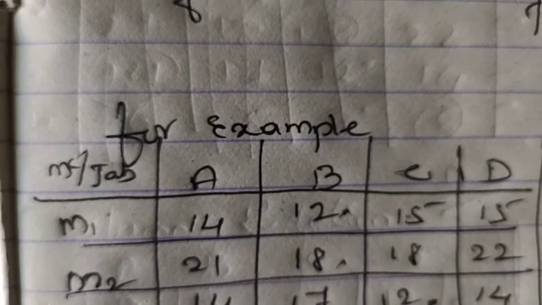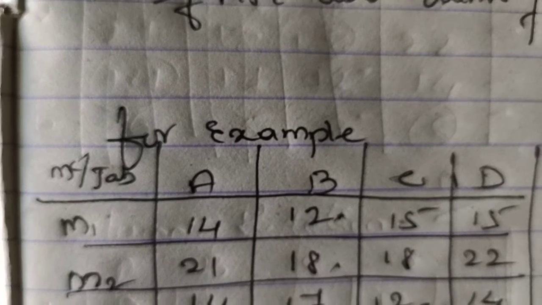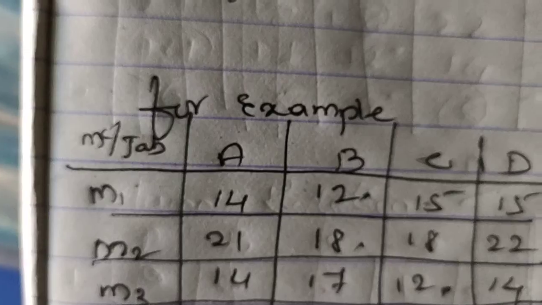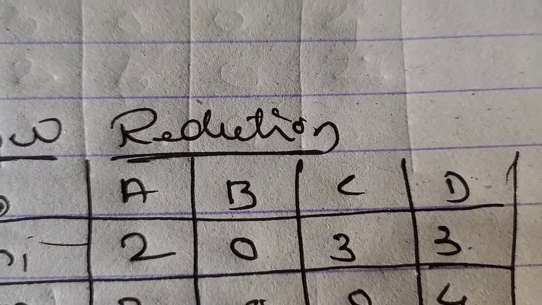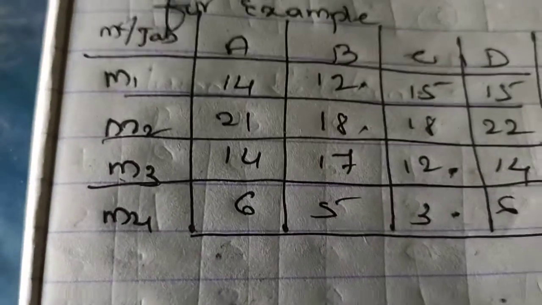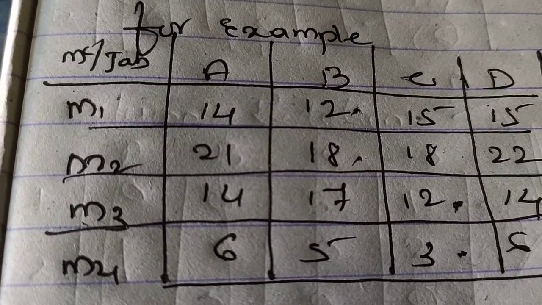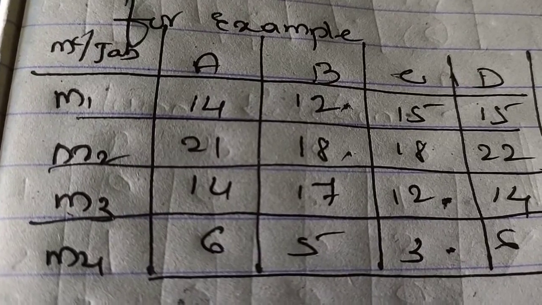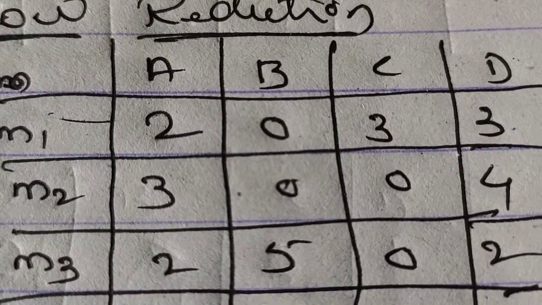Now 12 minus 14 is 2, and 15 minus 12 is 3, and again 15 minus 12 is 3. Now we are writing 2 0 3 3, and then come to the second one. Here the minimum value is 18. Again 21 minus 18 is 3, and 18 minus 18 is 0, and again 18 minus 18 is 0, and 22 minus 18 is 4. We are writing the second row 3 0 0 4.